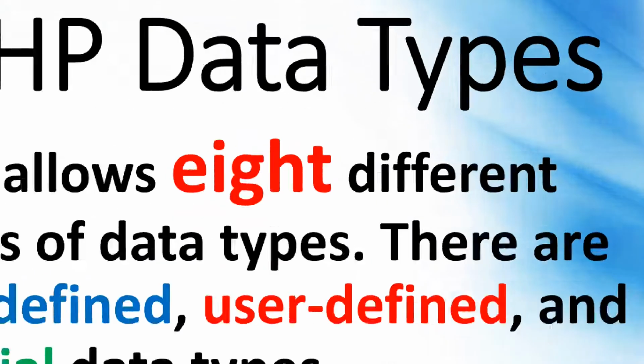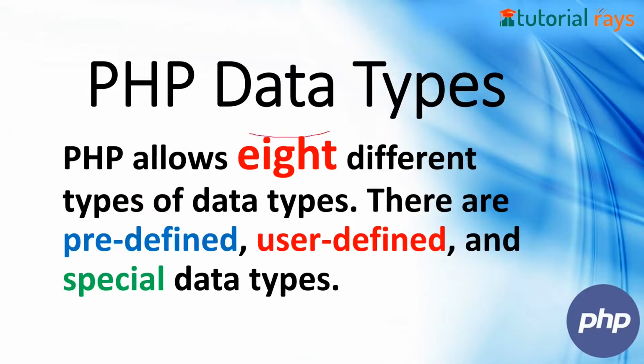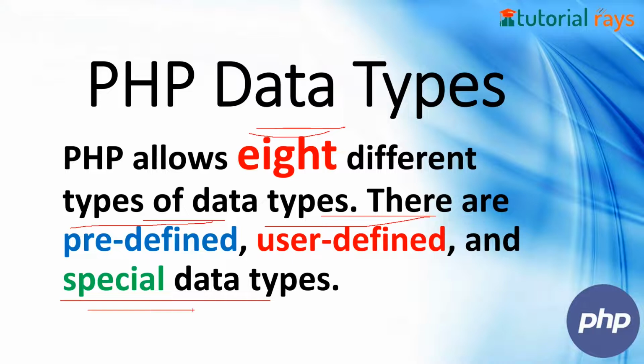So in PHP there are basically 8 different data types. The first is predefined, the second is user defined, and the third is special data types. Okay, we will see them one by one in this video.